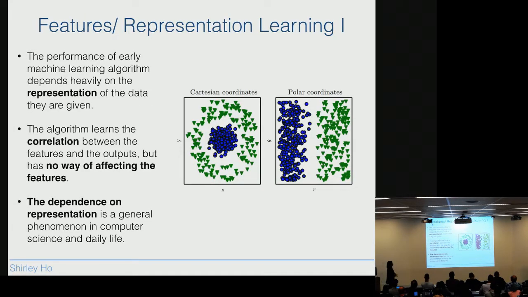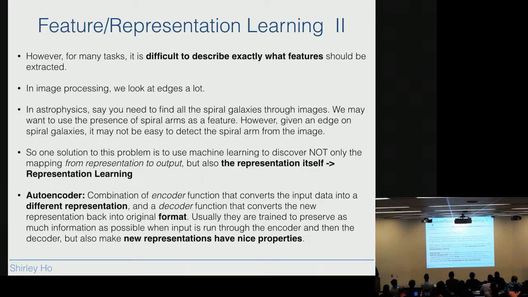Features of representation learning. This is something that people really understand here, because there are Cartesian coordinates and polar coordinates. The performance of early machine learning algorithms depends heavily on what representation you give it. The algorithm only learns the correlations between the features and the outputs, and you cannot change the features. The algorithm does not change any of the features. And I think the idea is that dependence on representation is a general phenomenon in computer science and everyday life. Like, we need the representation to be correct. However, for many tasks, it's very difficult to describe exactly what the features should be.